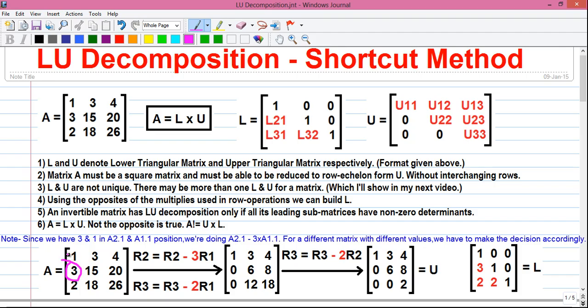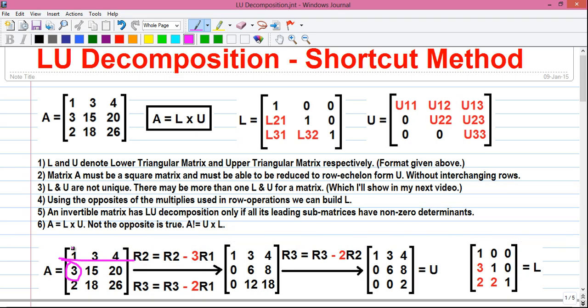For that we can multiply the row 1 by 3 and subtract that from row 2. So we have written that here, R2 is equals to R2 minus 3 into R1. So let's do it. 3 minus 3 into 1, that's equals to 0 at this position. And next 15 minus 3 into 3, that's equals to 15 minus 9, 6. And similarly 20 minus 3 into 4, that's equals to 20 minus 12, 8. So we have got a 0 at this position.